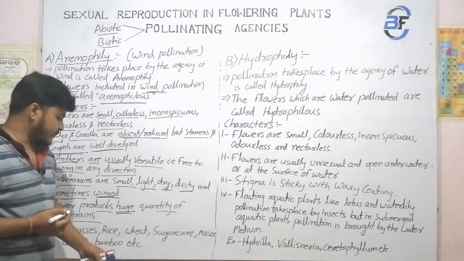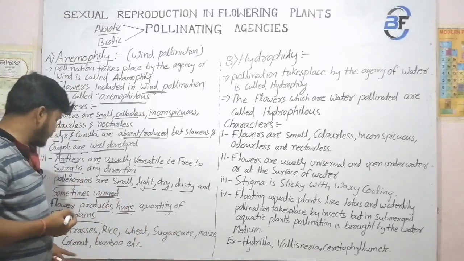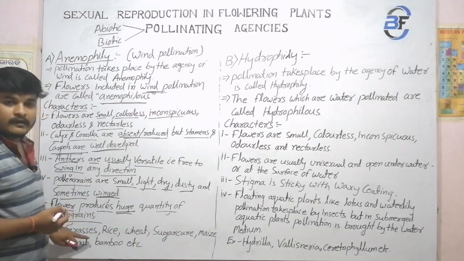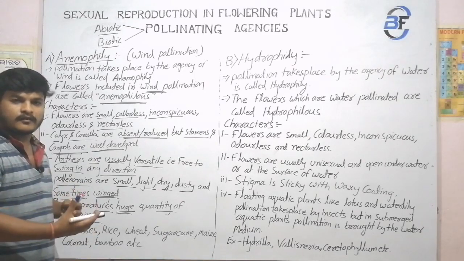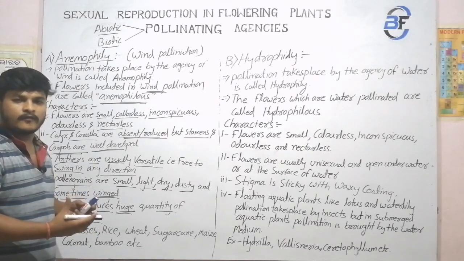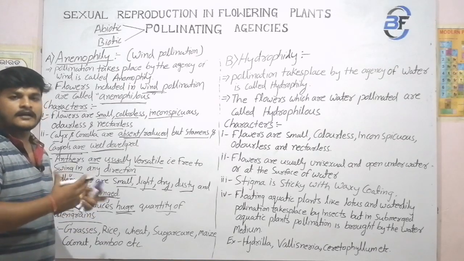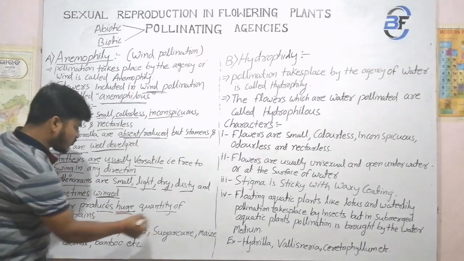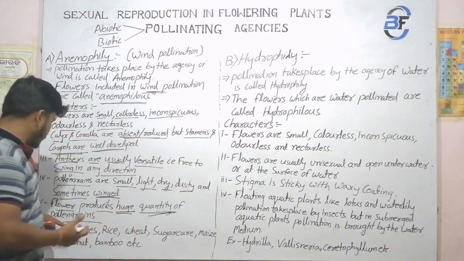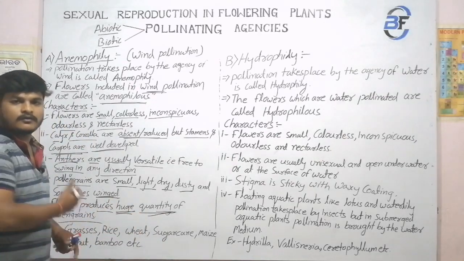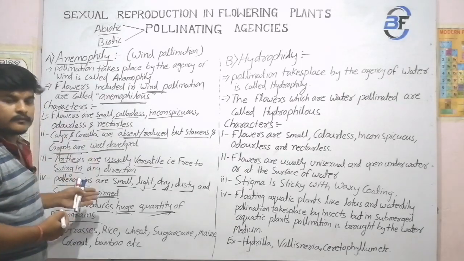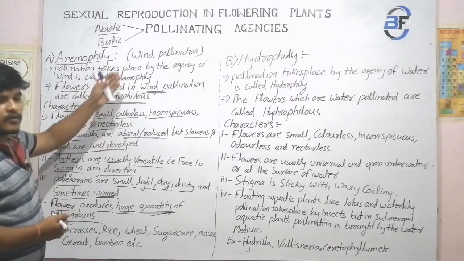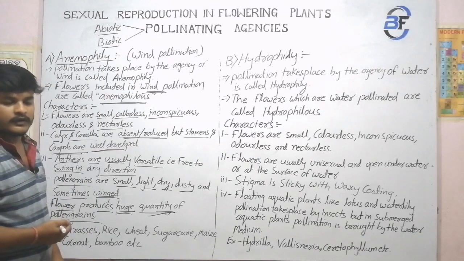You may take your examples as wheat, sugarcane, maize, coconut, bamboo. In these plants, a number of pollen grains are transferred in air. So a huge quantity of pollen grains is transferred by the wind. These are some of the characteristics of anemophily, which is otherwise known as wind pollination.